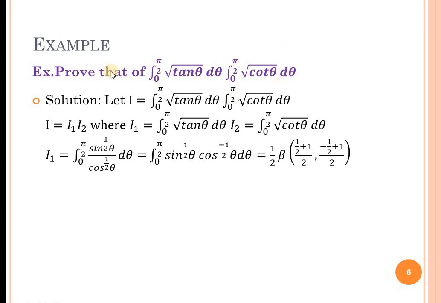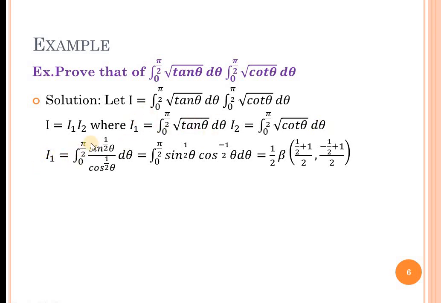Now let I be the integration from 0 to pi by 2 of root tan theta d theta, into another integration, the integration from 0 to pi by 2 of root of cot theta d theta. So we write I as the product of two integrations, I1 and I2. I1 is the integration from 0 to pi by 2 of root tan theta d theta, and I2 is the integration from 0 to pi by 2 of root cot theta d theta. Now first I solve this I1.